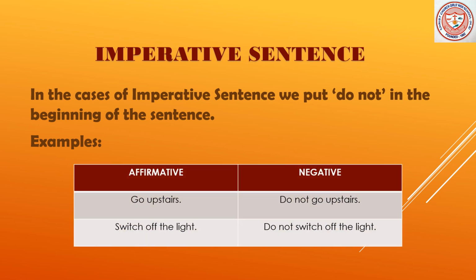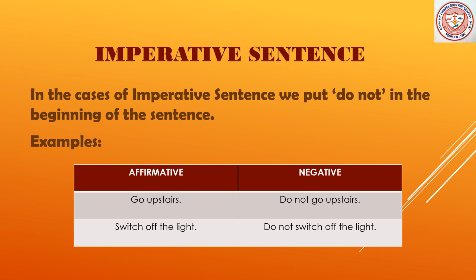Go upstairs. In this sentence, we are getting a positive instruction. So it will be an example of affirmative sentence. How to make it negative? The negative one will be: do not go upstairs. We know that this sentence is coming under imperative sentence and we have used do not before go upstairs. So it will be an example of negative sentence.